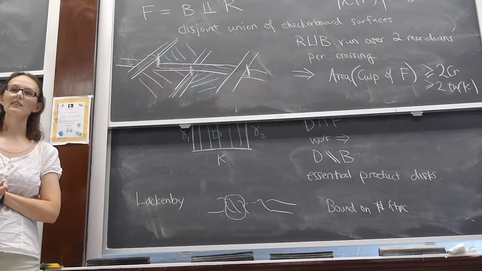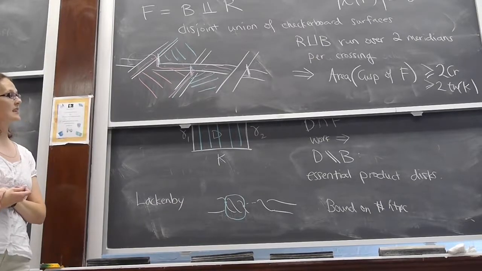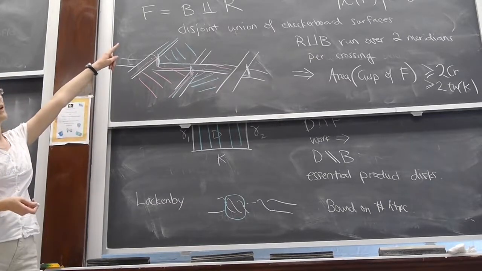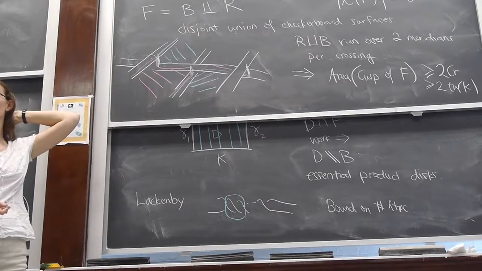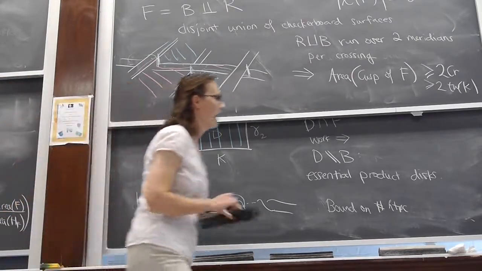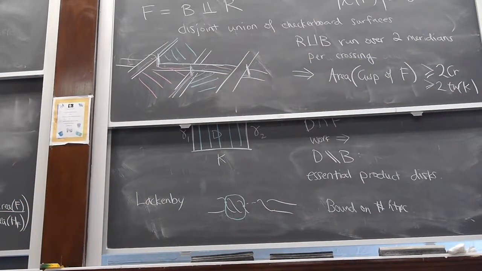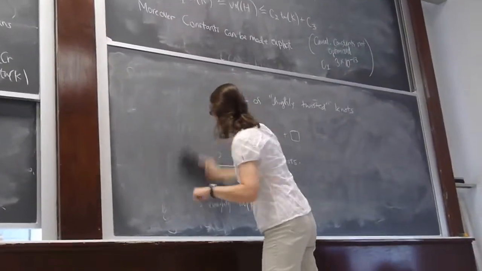And it looks like I am out of time, but basically in the second case, now you may have twist regions that have a high number of crossings. You're going to take your checkerboard surface and you're going to twist it up.